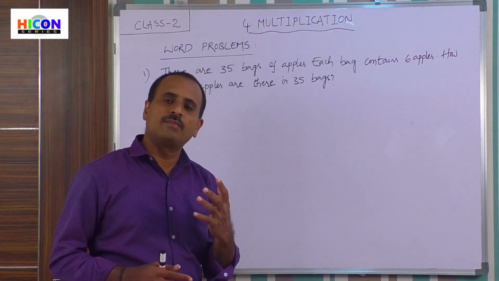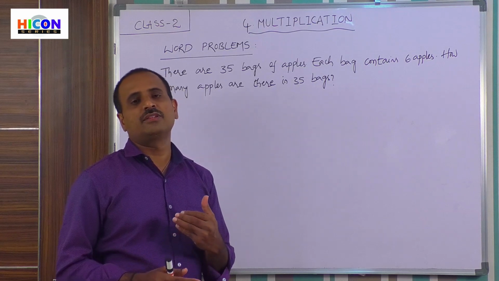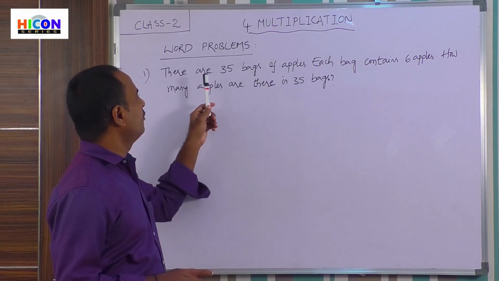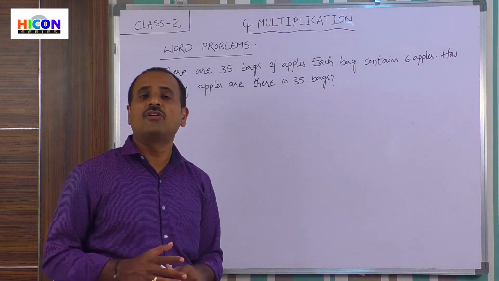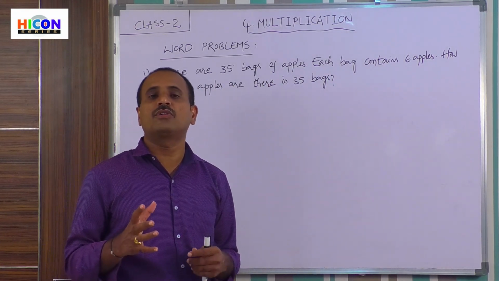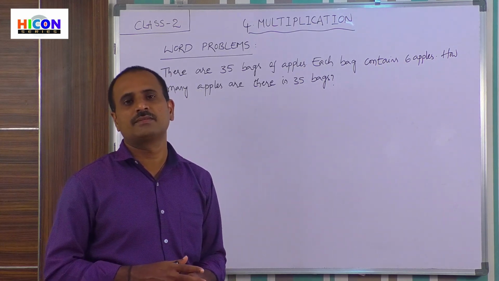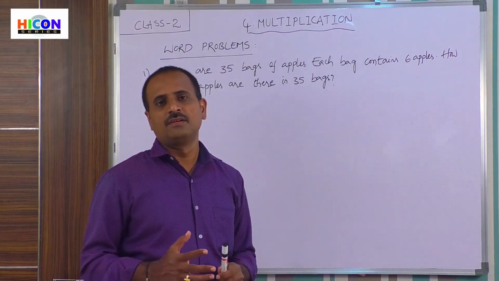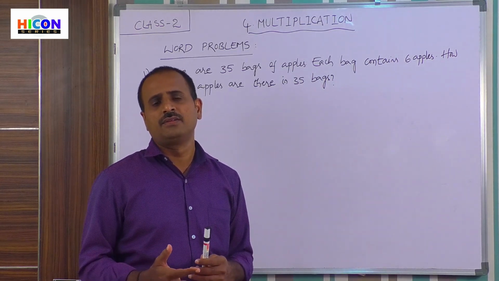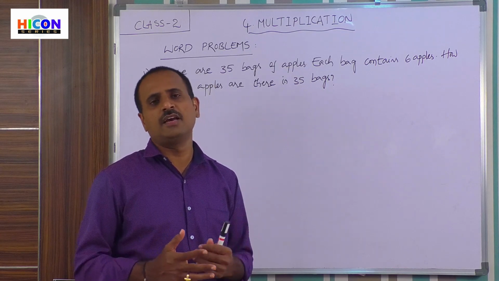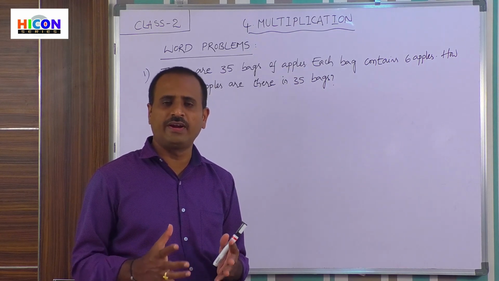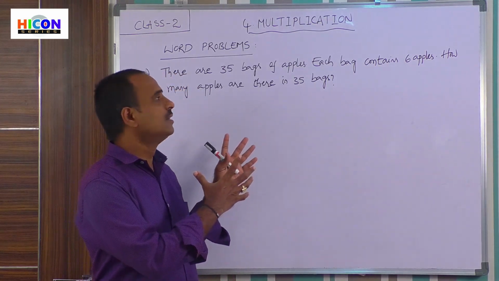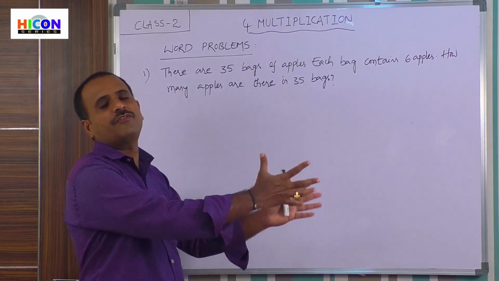So children, read the problem again until you understand the problem. So once again, there are 35 bags of apples. Children, how many bags of apples are there? There are a total of 35 bags of apples. And each bag contains 6 apples. So how many apples are there in each bag? Each bag contains 6 apples. Now what do we have to find in the problem? We have to find the total number of apples contained in 35 bags of apples.